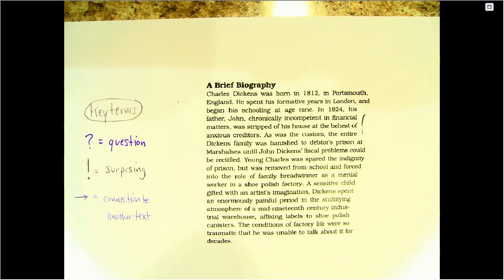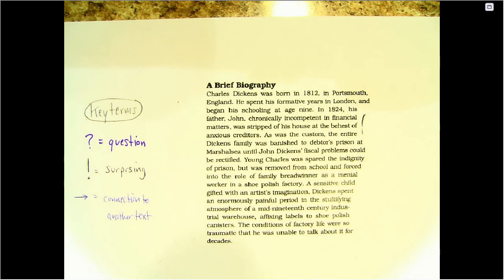This is one paragraph of the article called Charles Dickens' Life, Work, and Themes. And it says Charles Dickens was born in 1812 in Portsmouth, England. He spent his formative years in London and began his schooling at age 9. In 1824, his father John, chronically incompetent in financial matters, was stripped of his house at the behest of anxious creditors.